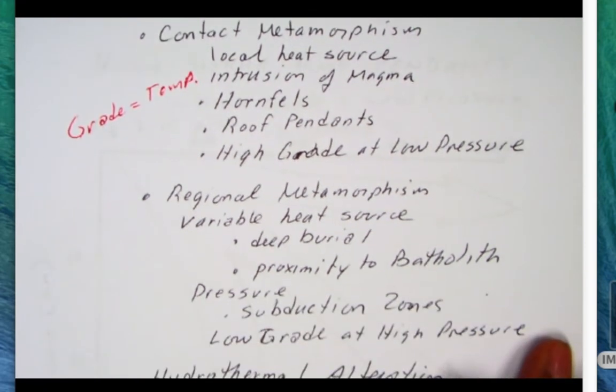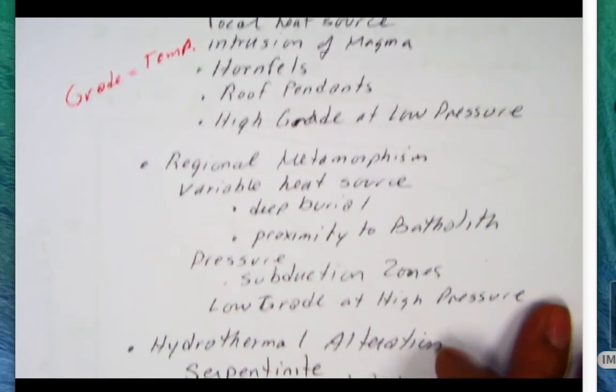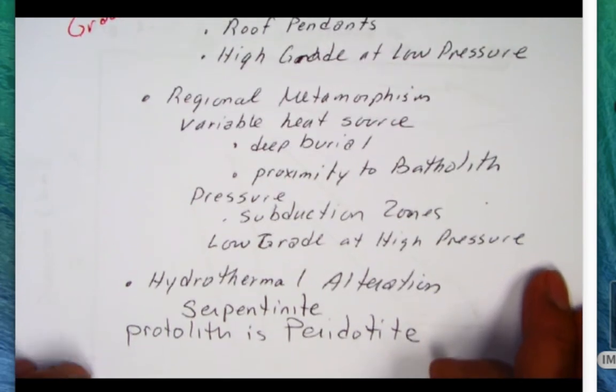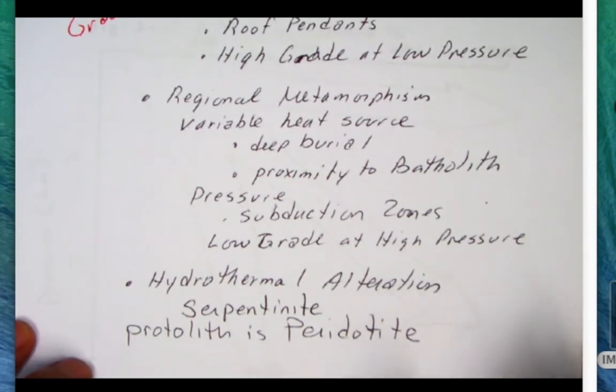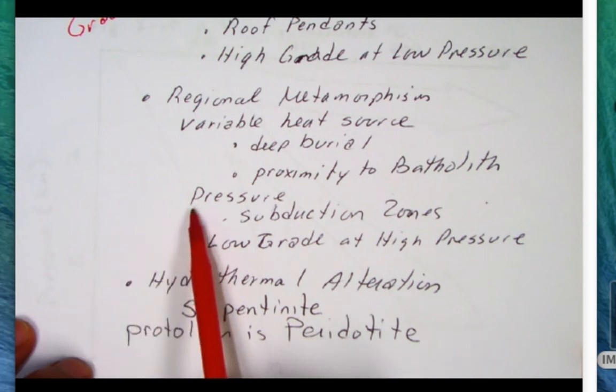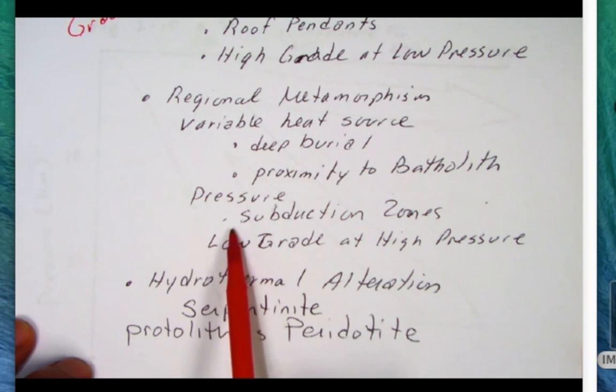Now, the other big metamorphism is this regional metamorphism. And regional metamorphism, in this case, the heat source is not specified. It could be deep burial. It could be how close the rock is to an intruding batholith or magma chamber. Kind of like the Sierra Nevada foothills has experienced regional metamorphism. And also it involves lots of pressure, like a subduction zone. In fact, sometimes this is called subduction zone metamorphism because there's very little heat.